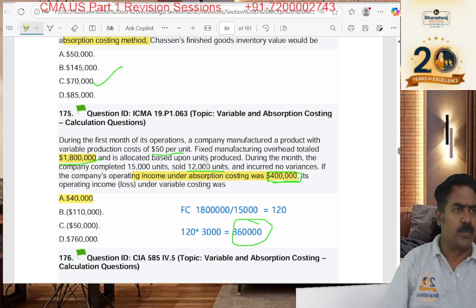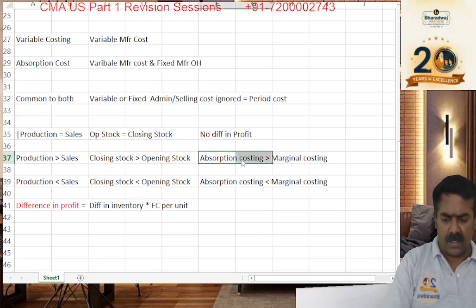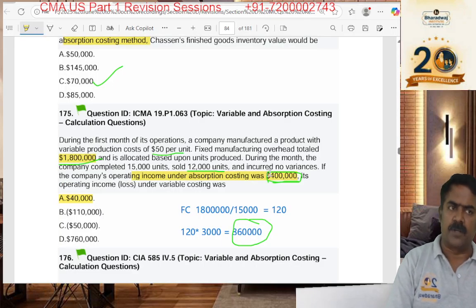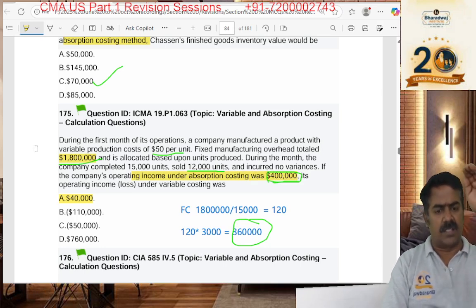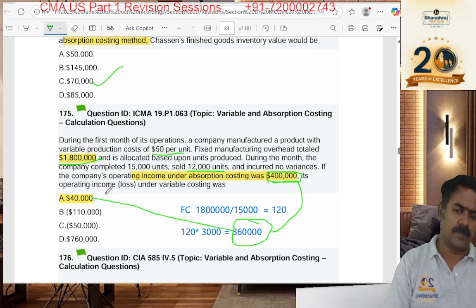Otherwise, production is more than sales. If production is more than sales, absorption costing will have a higher profit. What is absorption costing profit? 4 lakhs. Marginal costing will have a lower profit. So 4 lakhs minus 3 lakhs 60,000. What is the answer? 40,000.